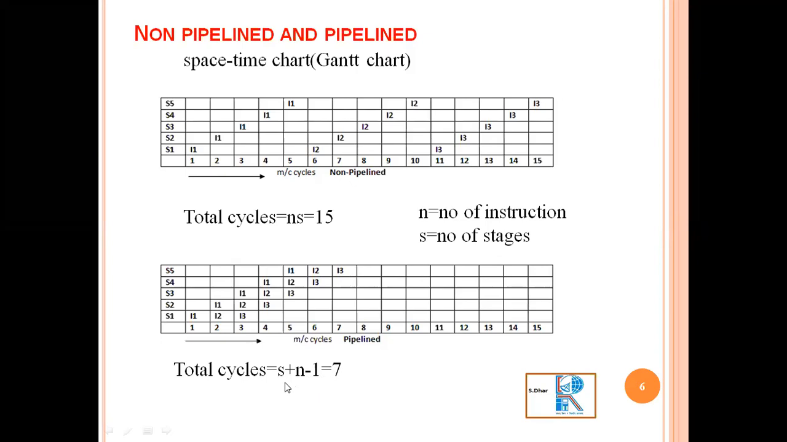So here if I put S equal to 5, n equal to 3, then 5 plus 3 is 8, minus 1, 7. So it will require 7 cycles. See here, the total cycles here is 15, here is 7, about half.